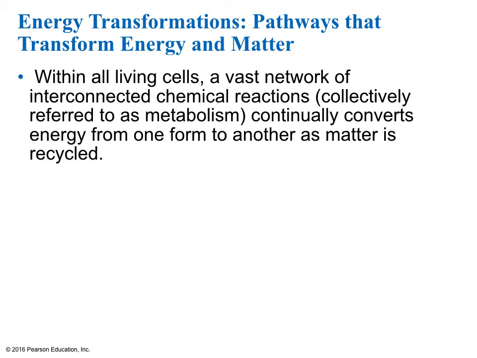So within all living cells, a vast network of interconnected chemical reactions, collectively referred to as metabolism, continually converts energy from one form to another as matter is recycled. So again, going back to photosynthesis and glucose, the producer takes in the sunlight, and uses that energy to produce glucose, which is a type of metabolism. It uses metabolism to create glucose. It gives off heat as a byproduct.